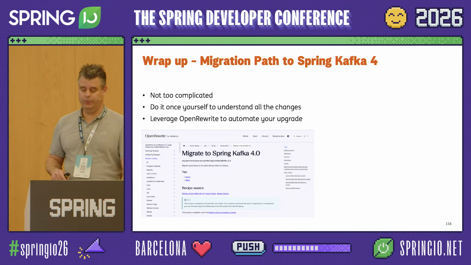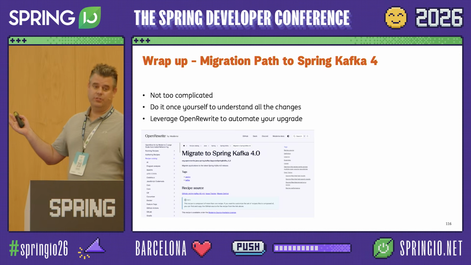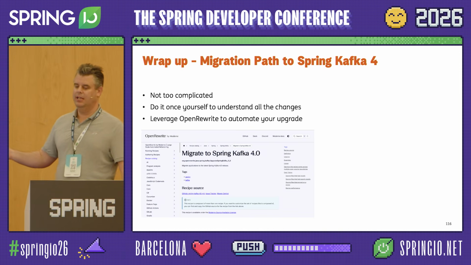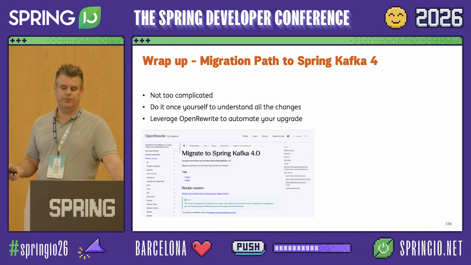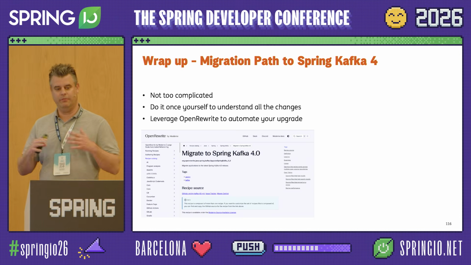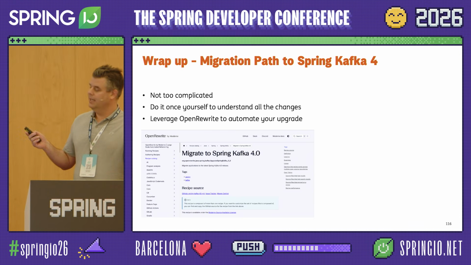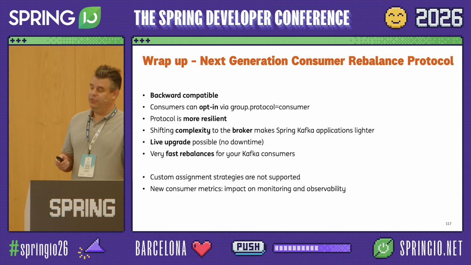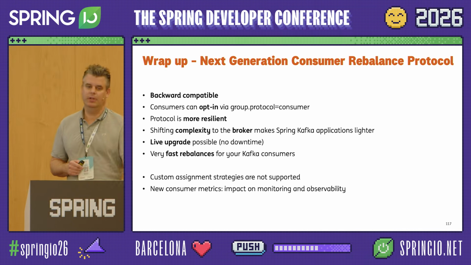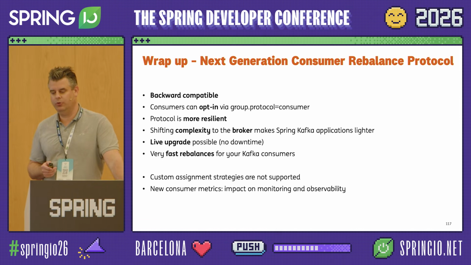I think I should start with this slide, but anyway. We also saw we migrated a Spring Kafka application. Of course, it's a quite simple application, but it's pretty straightforward. I always like to do this once myself, then use OpenRewrite and write some recipes myself to do this for other services. The next generation consumer rebalance protocol is backward compatible, but you still have to opt in using the configuration property to specify the group protocol.